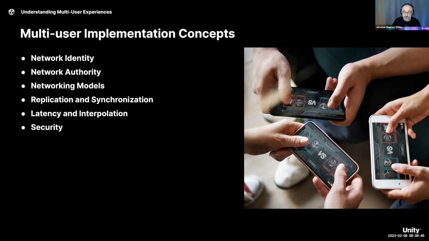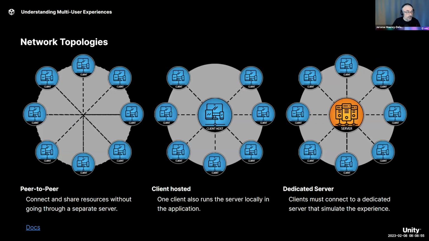The sum of this is on our Netcode for GameObjects page, where you can find more information around those concepts for networking. And one thing we wanted to highlight is the network topology, or the network model, on the previous slide. There are 3 main ones. The first one is peer-to-peer. So basically, this is just synchronizing across clients. No one is technically the host, right?